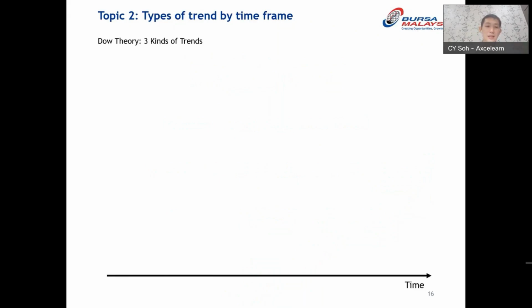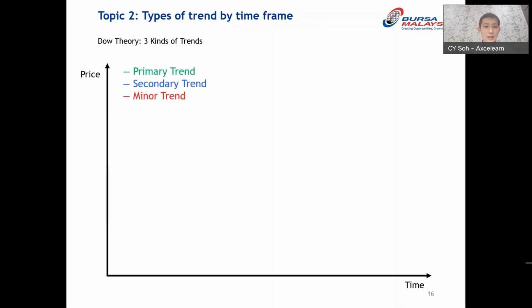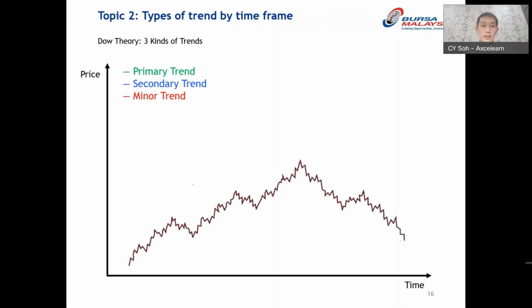Now here we can see the x-axis, which is your time, and the y-axis, which is your price. Later I'm going to show you the three kinds of line, the primary trend, secondary trend, and minor trend, in different colors. The first trend is your minor trend. Can you see that the minor trend is something like your heartbeat when it is very fast? If you look at your ECG heart monitoring rate in hospital, it fluctuates around. This is what we call the day-to-day trend fluctuation.